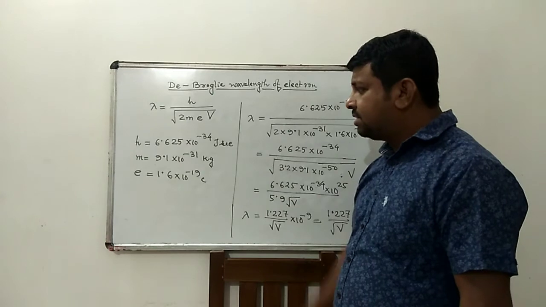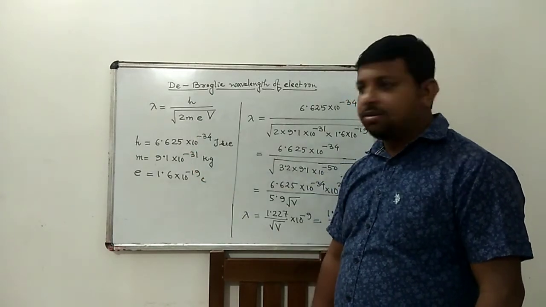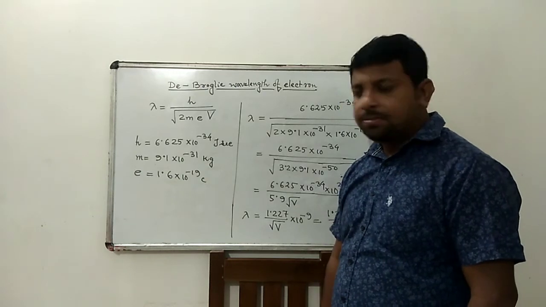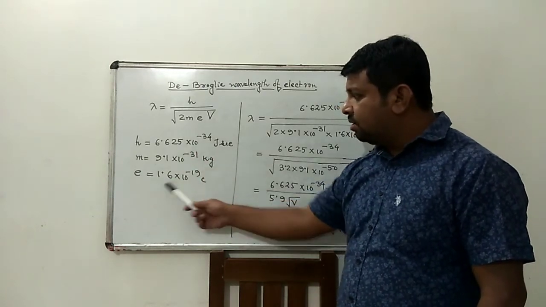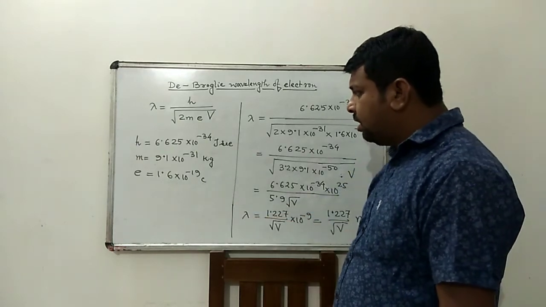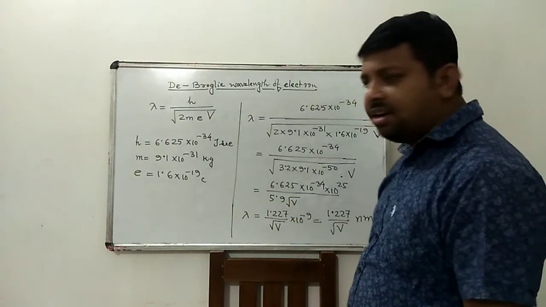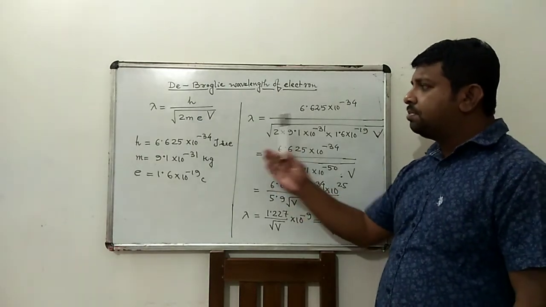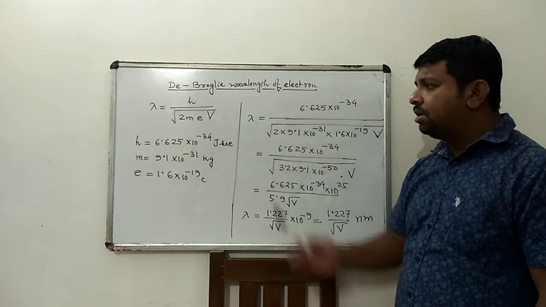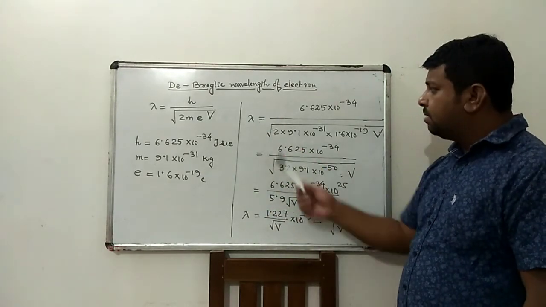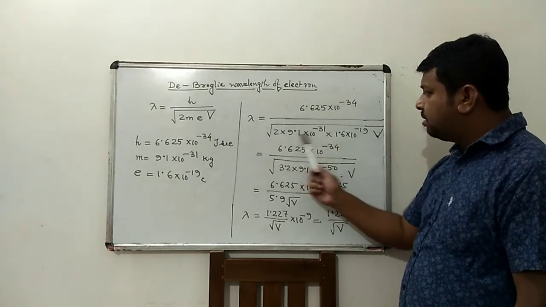Next, m is the mass of electron, that is 9.1 into 10 to the power minus 31 kg. Next, e means electronic charge, that means 1.6 into 10 to the power minus 19 coulomb. Then V is to be varied. Okay, potential difference is to be varied. If you substitute these values in this equation, then we get lambda equals 6.625 into 10 to the minus, like this.